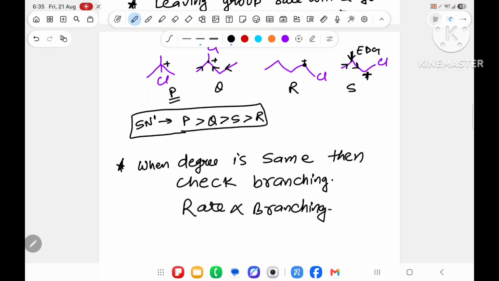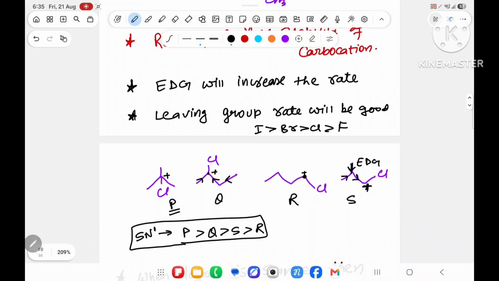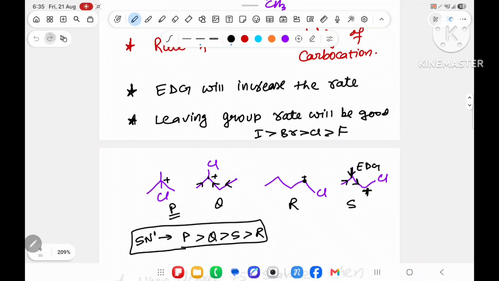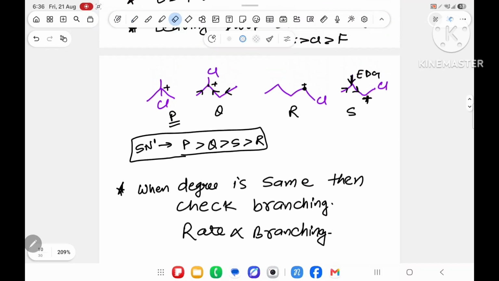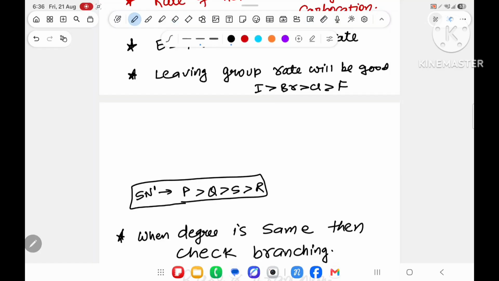No, something wrong I have said. Don't get confused. Again: first, rate is directly proportional to stability of carbocation. An electron donating group will increase the rate. The leaving group will be good. Over here, don't see the plus I effect. This question is correct, everything is correct, but over here I said something wrong. Again see this question. One more question I will take.